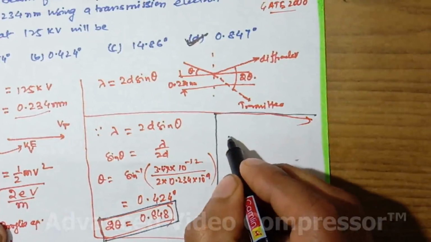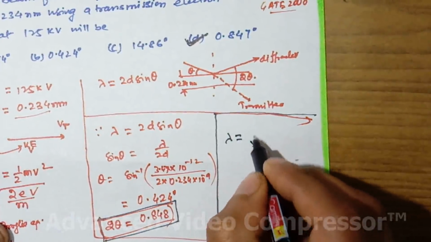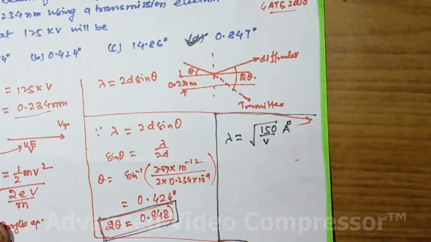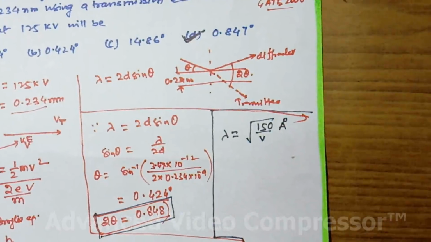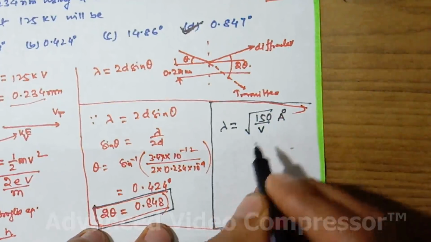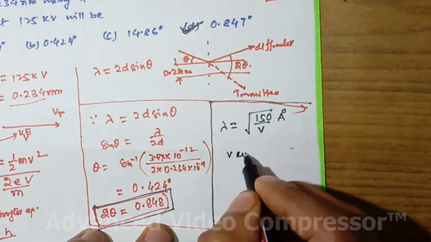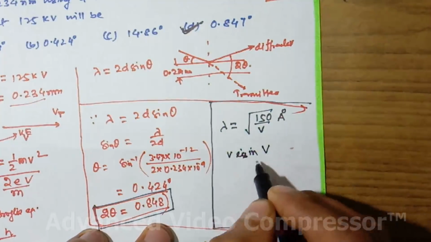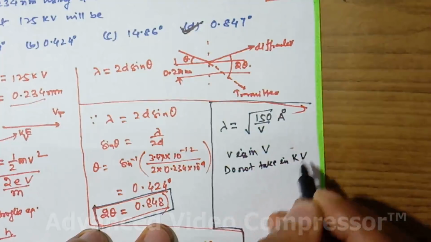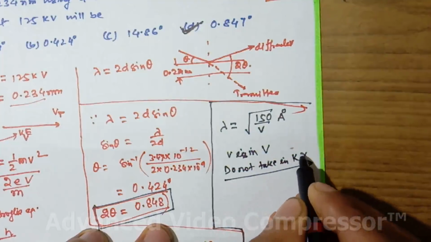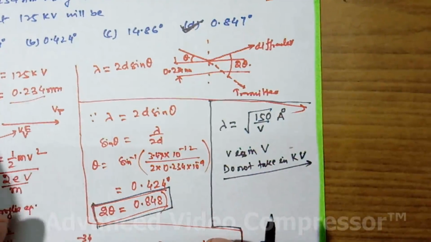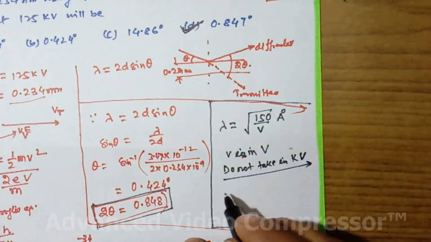Some of you might be using this formula, lambda is equal to root under 150 by V angstrom. To use this formula you need to remember that the V which is written over here is in volt. Do not take it in kilovolt. If you take it in kilovolt, then lambda will be different, and according to that the answer will be different. So it is the trick here.